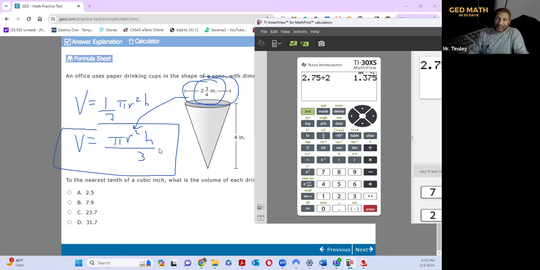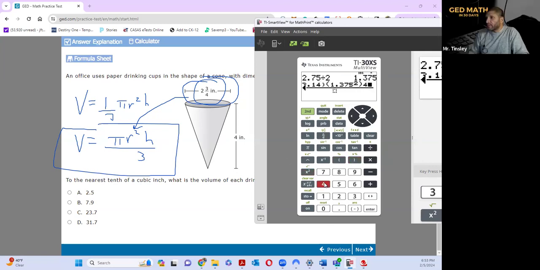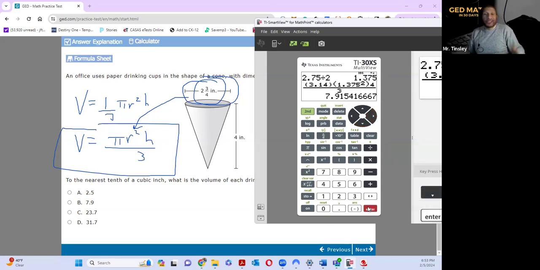There you go. So now I take my formula, I hit 2ND, I say 3.14 times 1.375 squared, times H, which is 4, divided by 3. That's 7.9. Now, that impossible problem just became easy. Just became easy, because you have to have a conceptual understanding of what's happening.